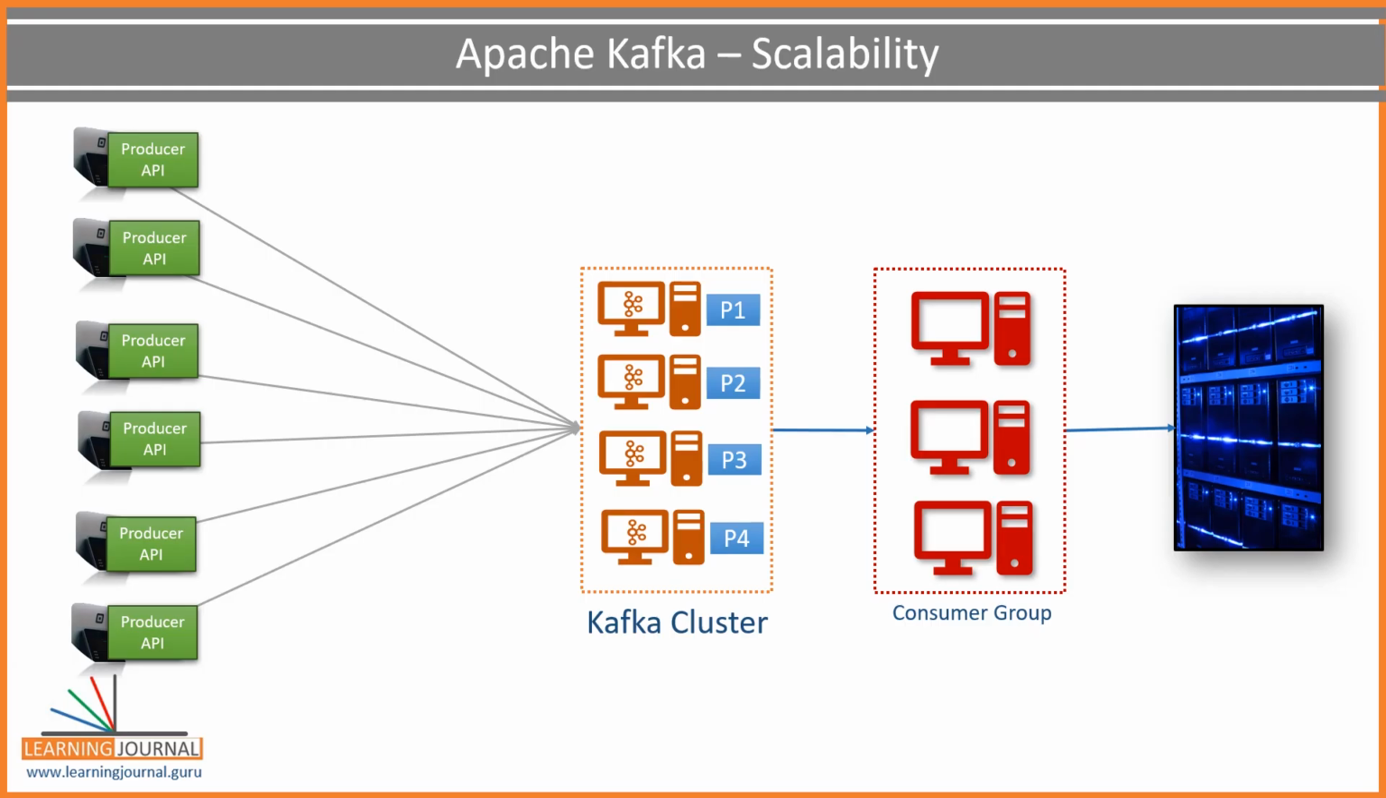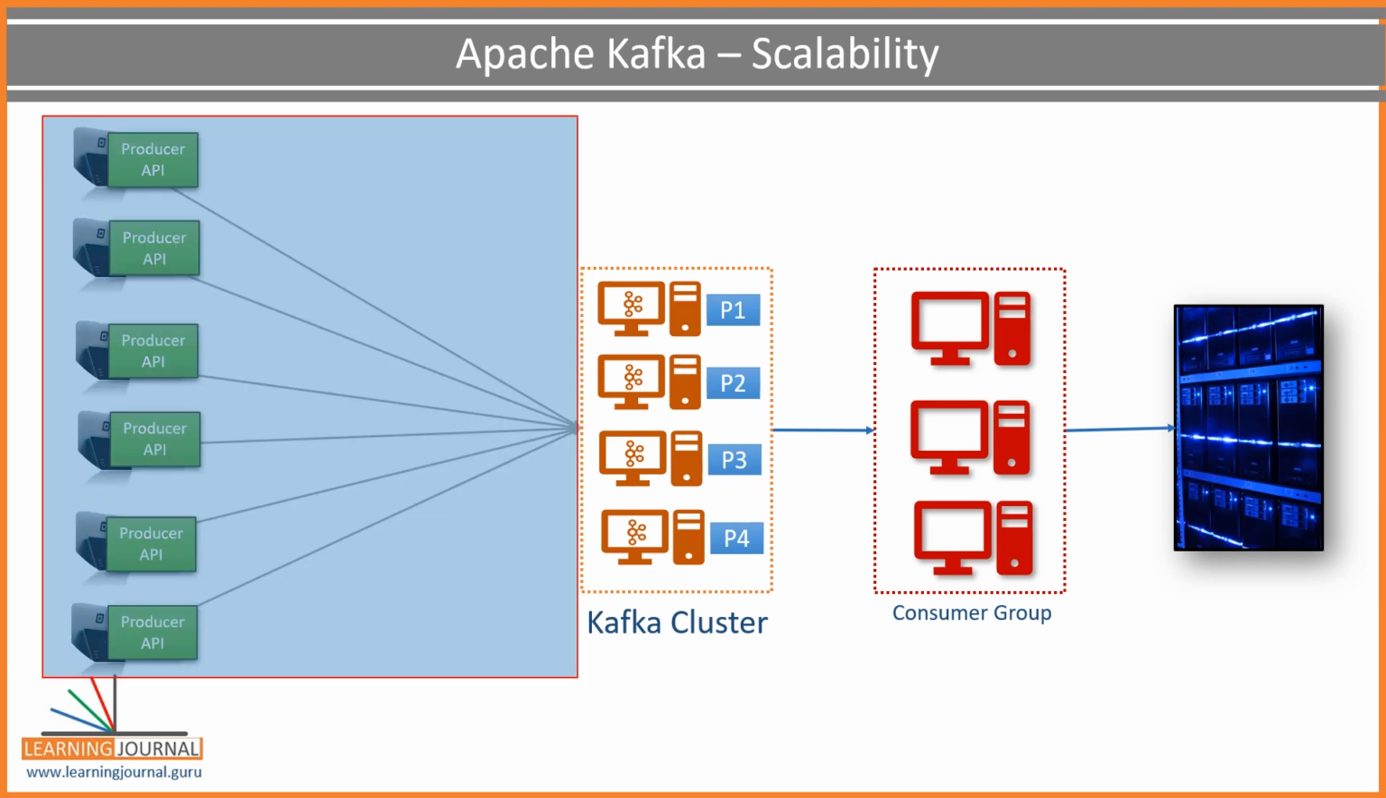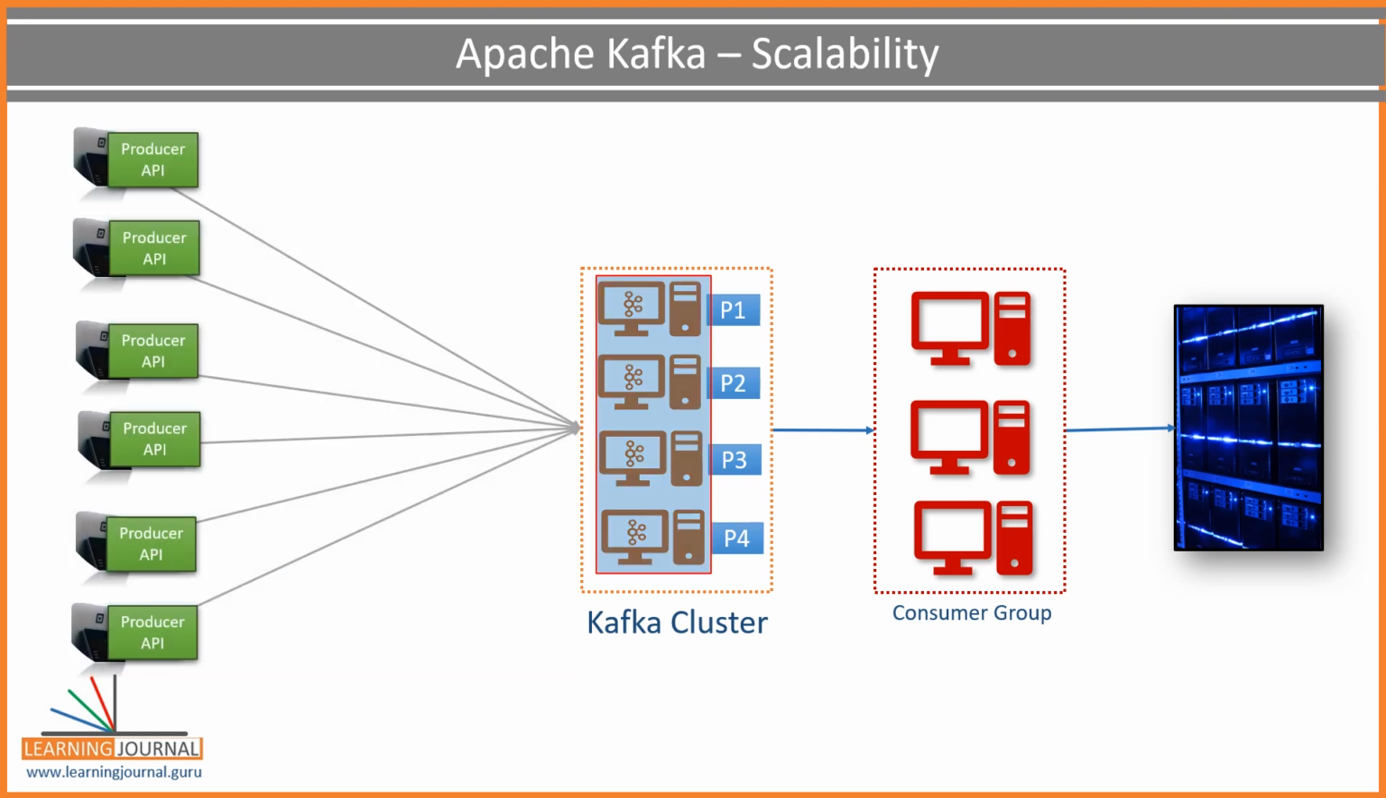We learned producer-consumer scalability in the earlier lecture. We were able to scale the producer by adding more producers to send data in parallel. We scaled the cluster by simply adding more brokers. We also partitioned the Kafka topic. Similarly, we scaled the consumers by adding more consumers in the consumer group.